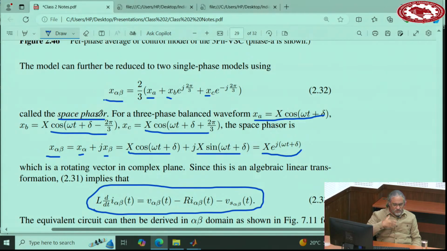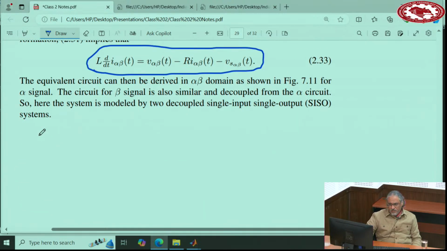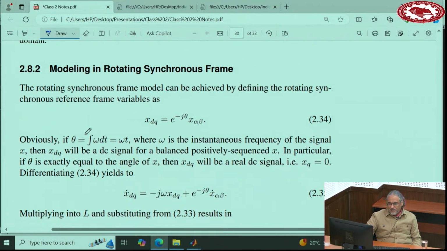So all the AC signals are rotating. If I can multiply this rotation by the negative of that rotation, I can make it synchronous, or stop moving. Mathematically, it means if I apply x alpha beta times e to the negative j theta, and theta is omega t, you cancel that omega t, and now suddenly everything stops.